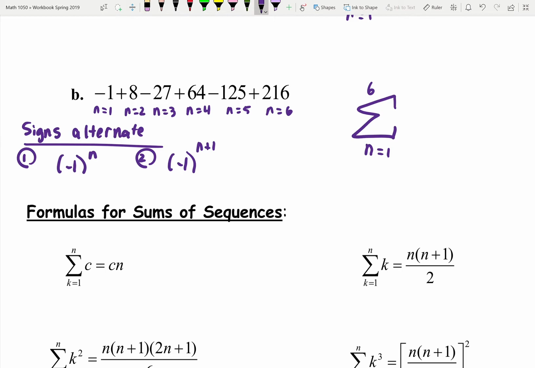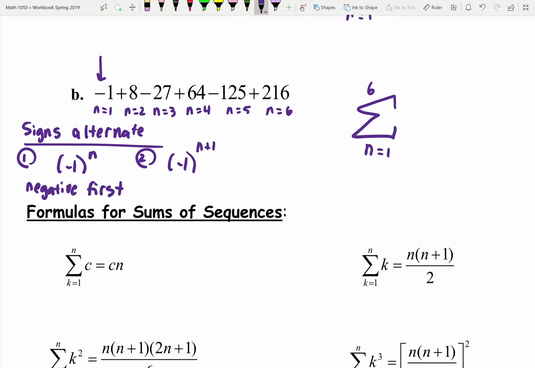Everybody watch. Right here where n is a 1, I know I want a negative. So if I'm dealing with just that term, and I put a 1 right here for n, I'd have a -1 to the first, which gives me a negative. So that's it. So I'm going to write right here, negative first.